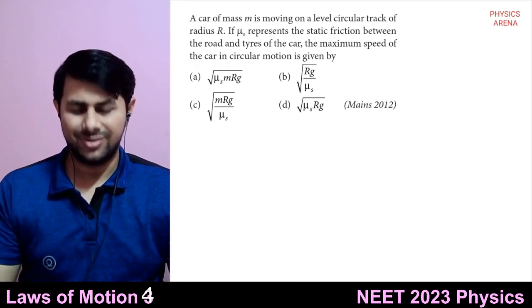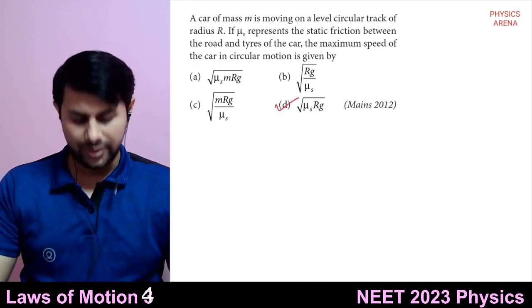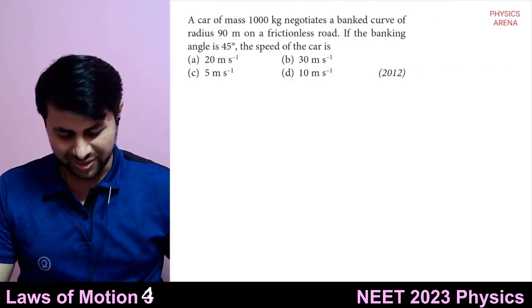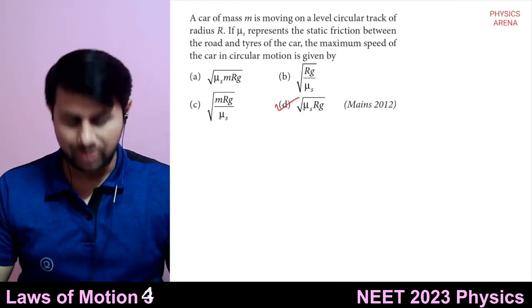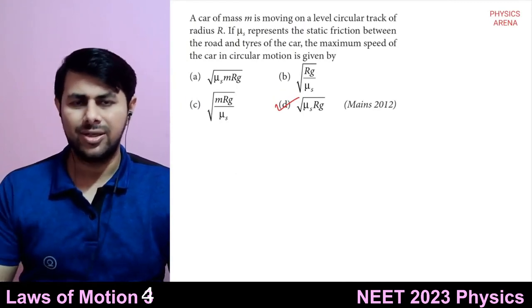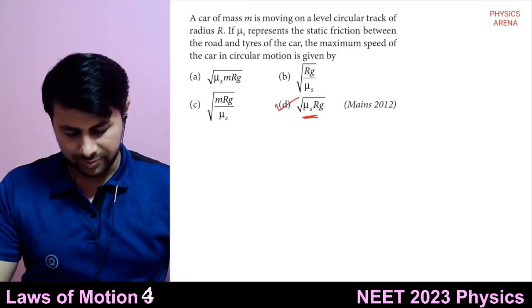It's the option D. Good. Okay. So they should ask this type of questions. We have found this: the maximum safe speed on a horizontal curved road is square root of mu r g. Okay, so that's what it is.